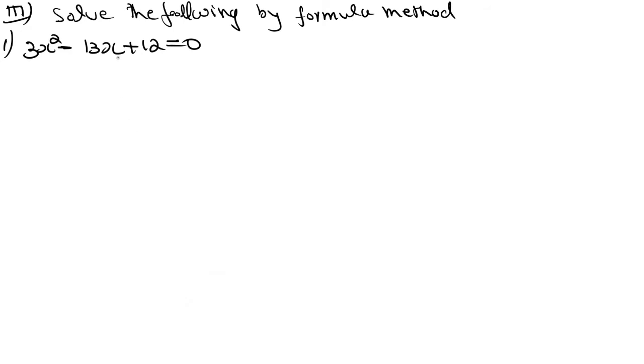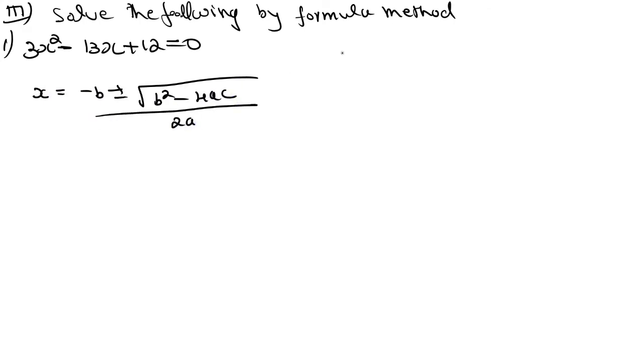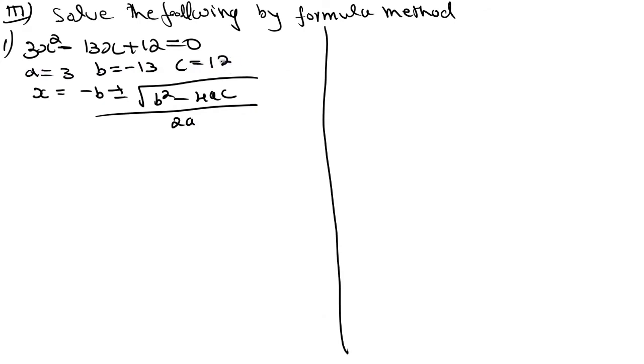See the next question. Solve the following by formula method. 3x square minus 13x plus 12 equal to 0. First write the formula. We have the formula x equal to minus b plus or minus square root of b square minus 4ac, divided by 2a. It's a standard formula. Okay. Before that write a value is 3, b value is equal to minus 13, c value is equal to 12.